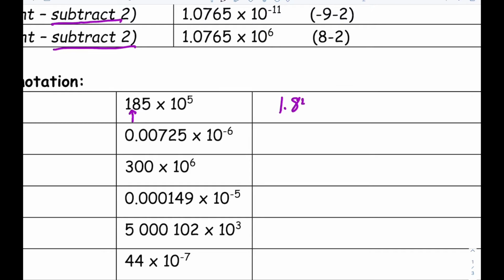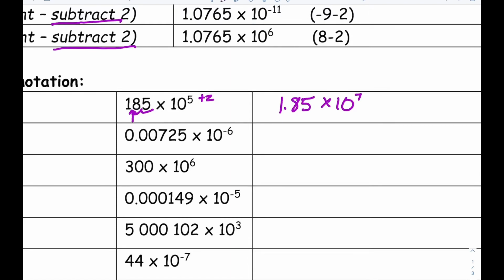So 1.85 times 10 to the power of... we move the decimal 1, 2 places, right? And we moved it to the left. So that means we're going to add 2 to the exponent. So this is going to be 10 to the power of 7.